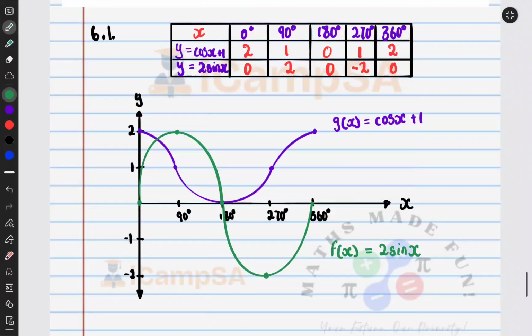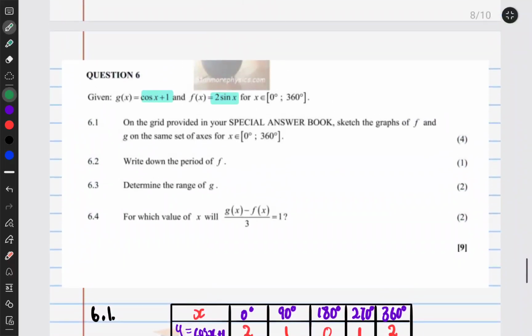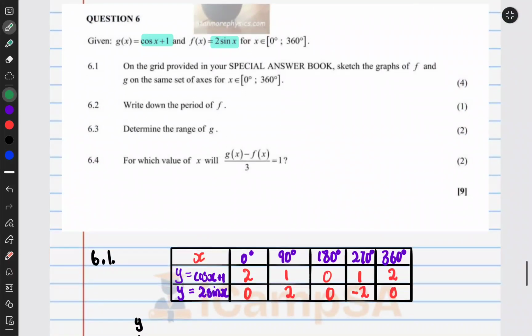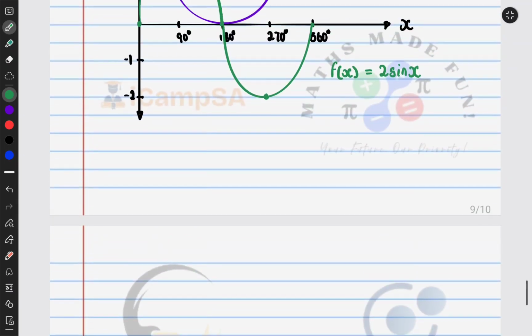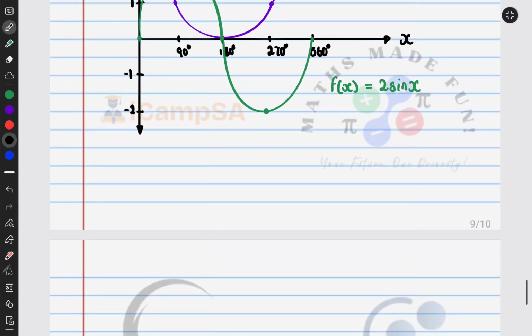The requested drafts or sketches for the functions. And then next, for number 6.2, write down the period of f, the sine function. So remember that with cosine and sine functions in grade 10, the period 99% of the time is going to be 360 degrees.